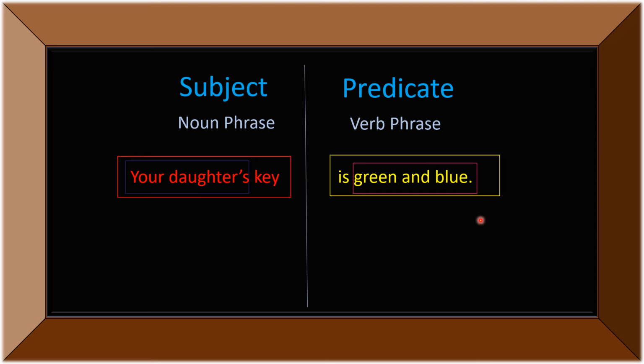Is green and blue is a verb phrase and the predicate of the sentence. Is a verb, stative verb, linking verb, intensive verb. Green and blue, adjectives, predicate adjectives, coordinate adjectives, descriptive adjectives. And is a coordinating conjunction. It's a declarative sentence, so it ends with a period.